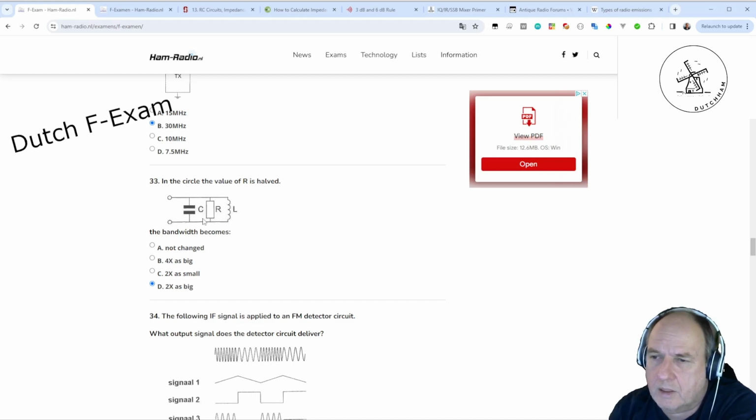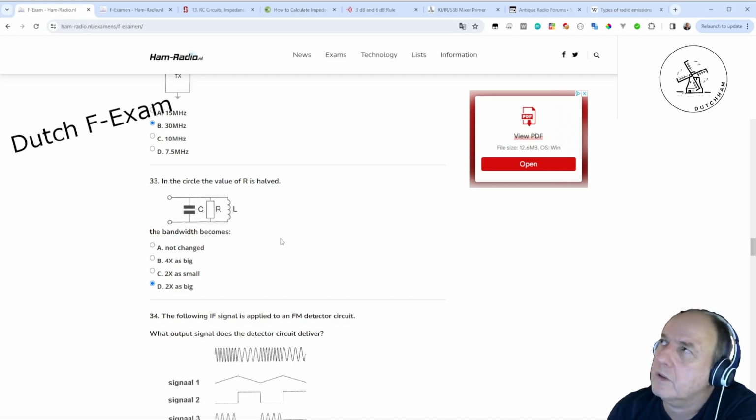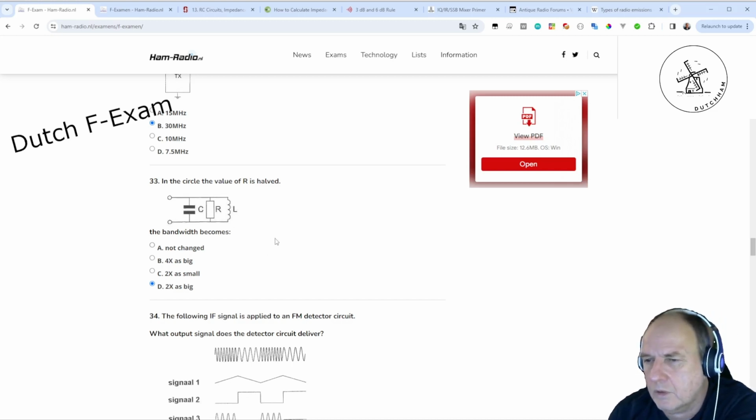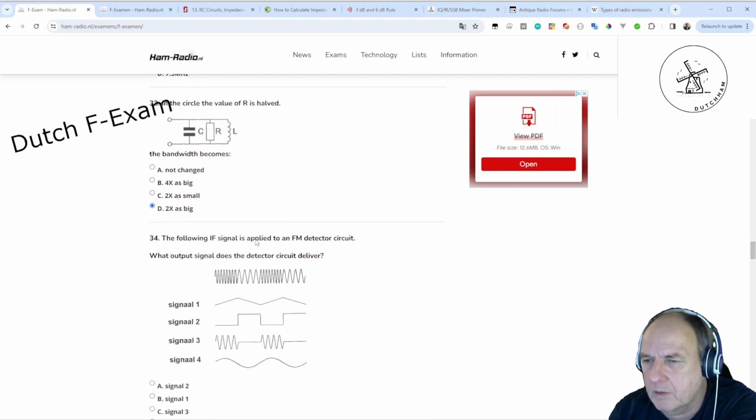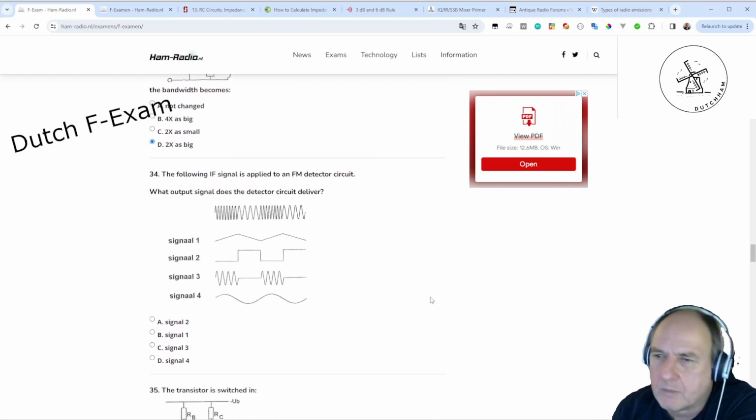Because I don't think there's any quadratic going on in the Q of a resonant circuit. Yeah, we'll go. I'll say that the bandwidth becomes bigger, so it's getting wider.